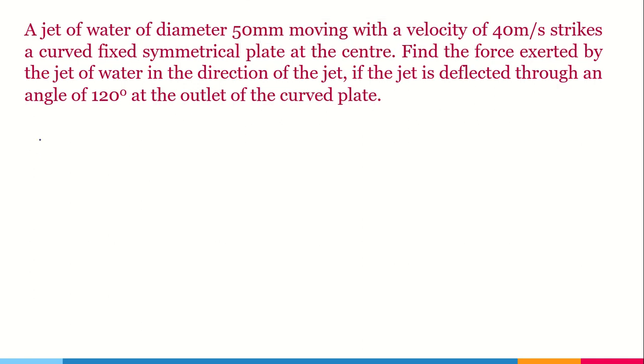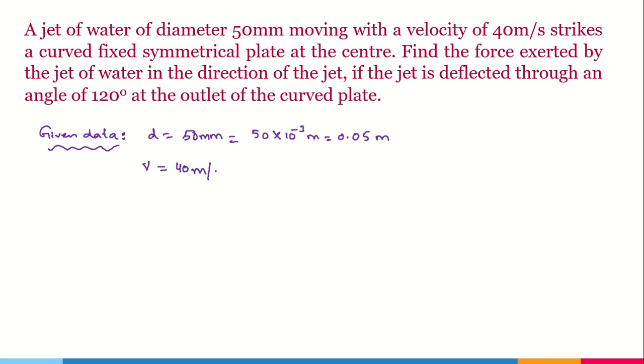Let's write the given data first. First I have the diameter of the jet of water, d, which is 50 mm. How do you write this in meters? It is 50 into 10 power minus 3 meters, so it is 0.05 meters. I have the velocity of the jet of water, v, striking at 40 meter per second.